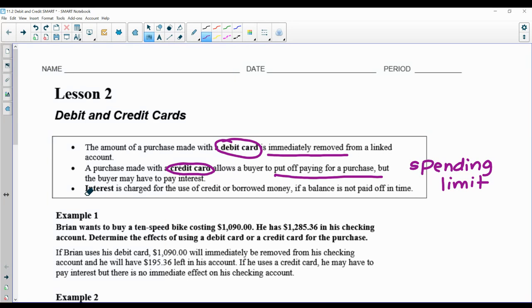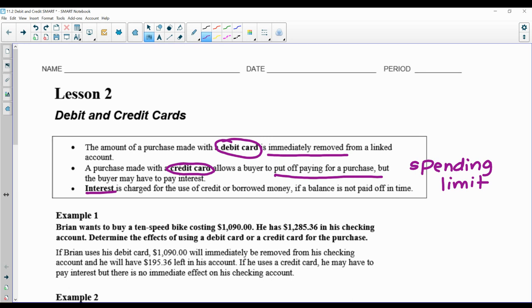Interest is a clue word only for credit cards. Interest is charged for the use of credit or borrowed money if a balance is not paid off in time. So then you would have to pay monthly until you pay off, for example, the $800. Let me go over that again. With a debit card, the money is immediately removed from your checking account. A credit card is when you have a spending limit and you can pay it later, but then you have to pay interest.